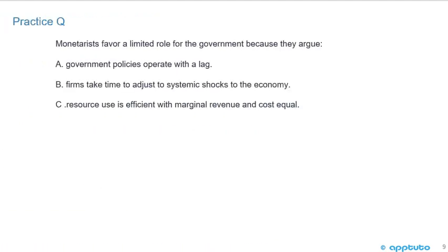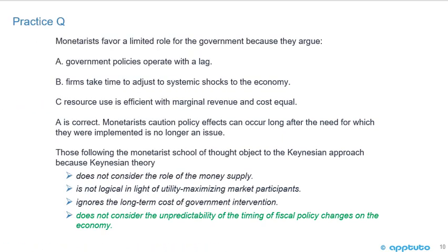And one last practice question to finish this LOS. Monetarists favor a limited role for the government because they argue A, government policies operate with a lag, B, firms take time to adjust to systemic shocks to the economy, or C, resource use is efficient with marginal revenue and cost equal. Okay, the correct answer is A. Monetarists favor a limited role for the government because they argue that government policies operate with a lag. So A is correct. Monetarists caution policy effects can occur long after the need for which they are implemented is no longer an issue.